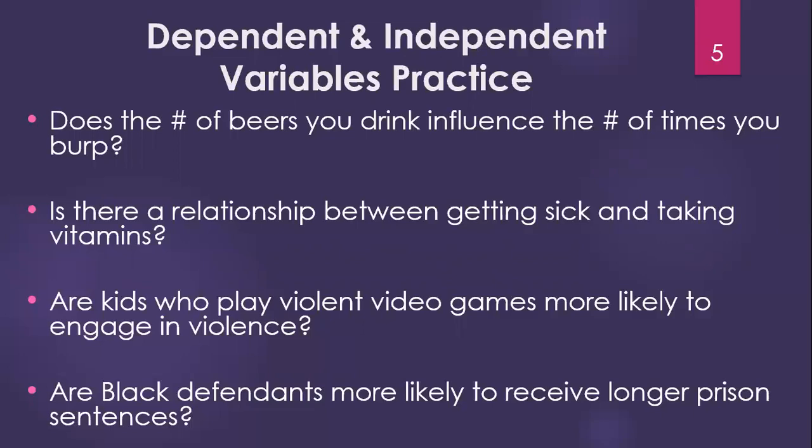Third question here is, are kids who play violent video games more likely to engage in violence? Ask yourself first, what are the two variables or things being studied in this question? We see that one of the things is playing violent video games or not, and the other thing is engaging in violence or not. Those are our two variables. Once you've identified what the two variables are, then you can pick which is the independent and which is the dependent. We think blank influences blank. Video games influence violence. So video games is our independent variable and violence is our dependent variable.